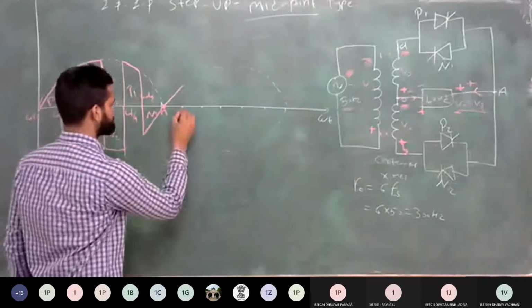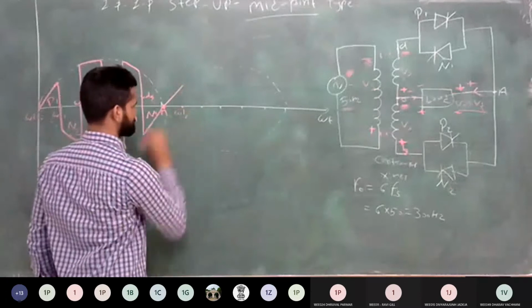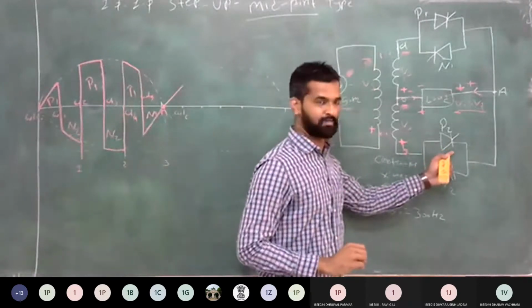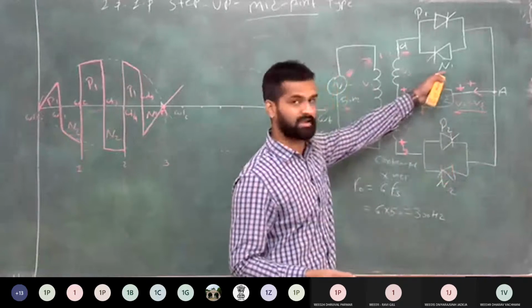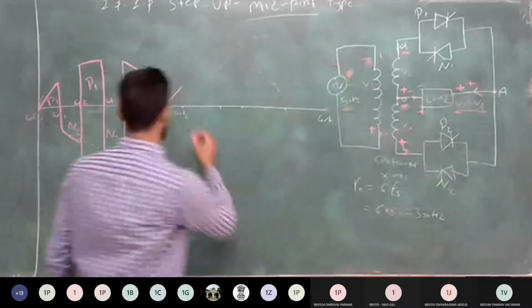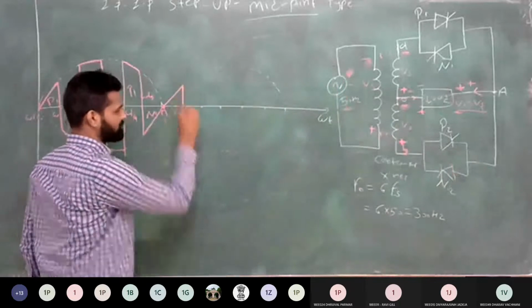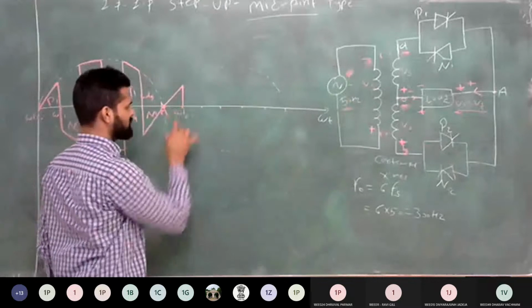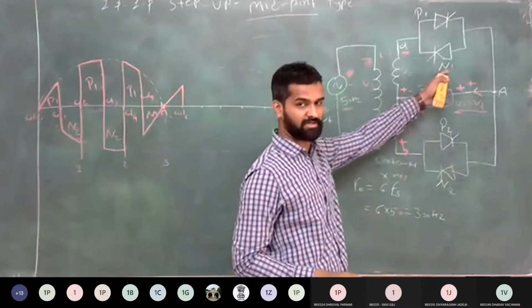Clear? And at this angle omega T6, I forcefully commutate P2 because I require the negative cycle after that, and then I turn on N1. So you can see that at omega T6, with forced commutation of P2, it will turn off, so the voltage becomes 0, and at the same time, I provide the gate pulse to the N2 thyristor.